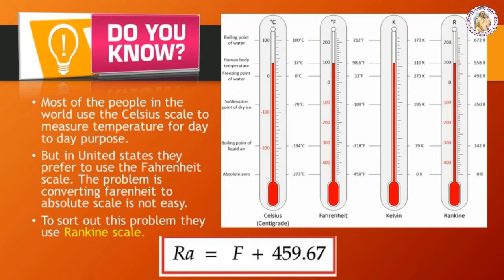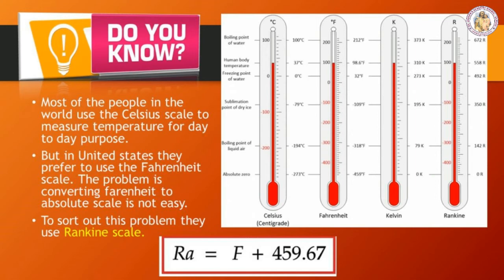What is meant by absolute temperature? Absolute temperature is the temperature at which molecules would stop moving, or it is called infinite cold. But in United States they prefer to use the Fahrenheit scale. The problem is converting Fahrenheit to absolute scale is not easy. To sort out this problem, they use the Rankine scale.